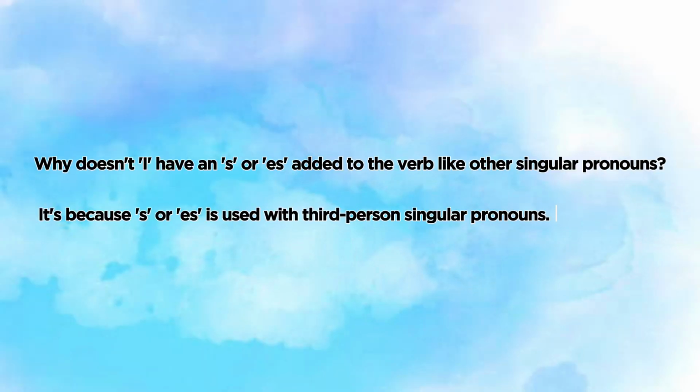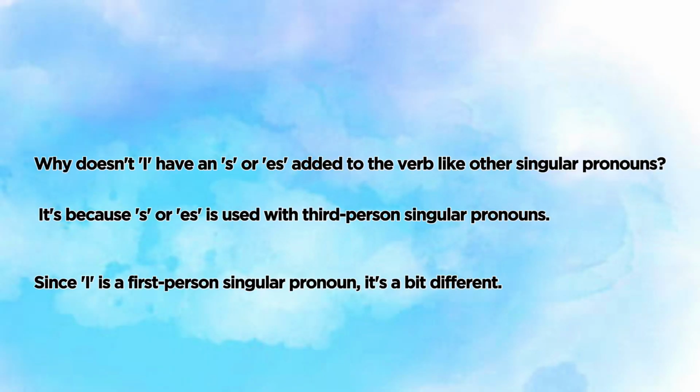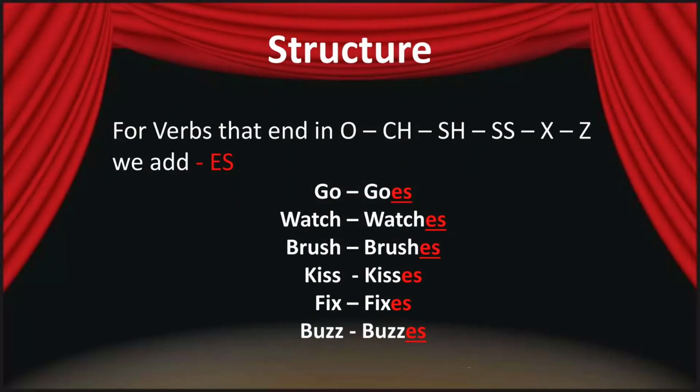Why doesn't I have an s or es added to the verb like other singular pronouns? It's because s or es is used with third-person singular pronouns. Since I is a first-person singular pronoun, it's a bit different. We put es with verbs that end in ch, sh, o, ss, x, z.